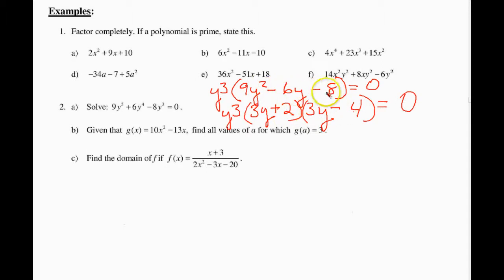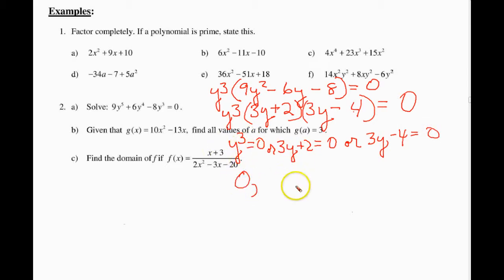And then your last, a negative 8. Now the rule is y cubed equals 0. 3y plus 2 equals 0, or we can stick the or in there. 3y minus 4 equals 0. So here we're going to have 3 zeros for an answer.